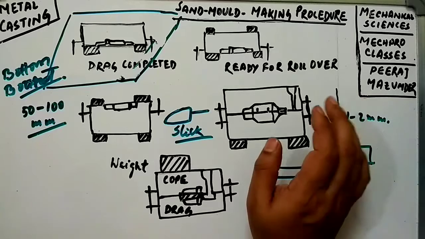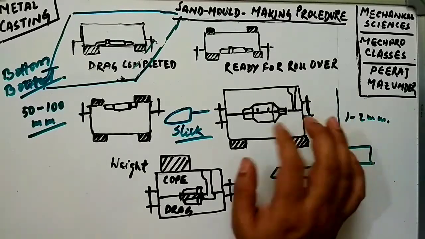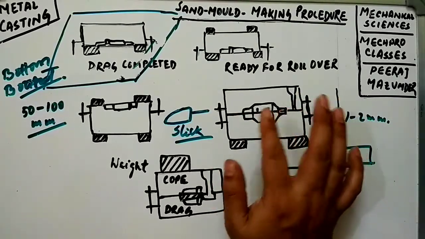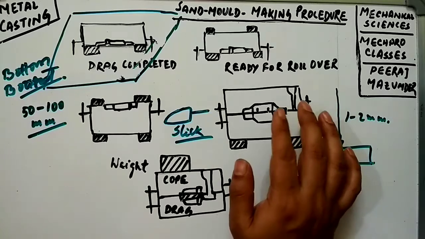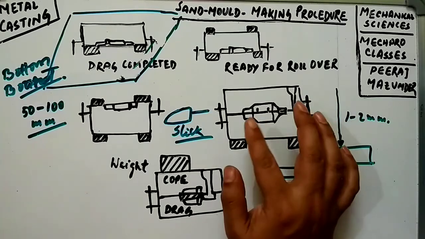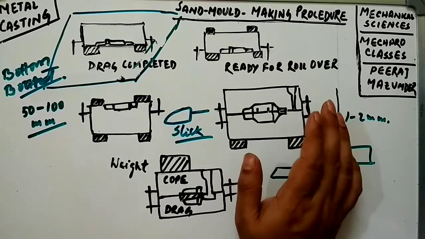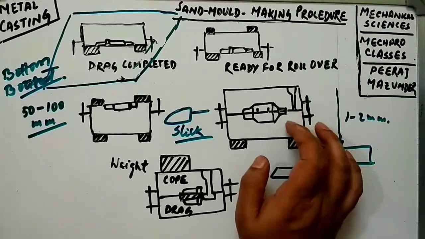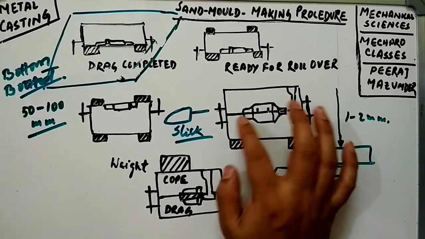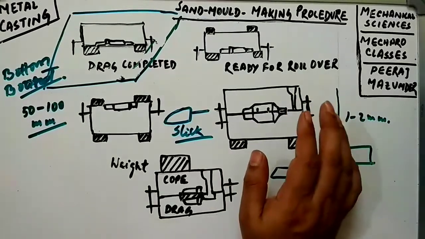Now the dry parting sand. You already know parting sand; this is the parting line. The dry parting sand is sprinkled all over the drag and on the pattern. You have to sprinkle dry parting sand all over the drag and on the pattern as well. This is the drag, this is the cope, and this is the parting line.